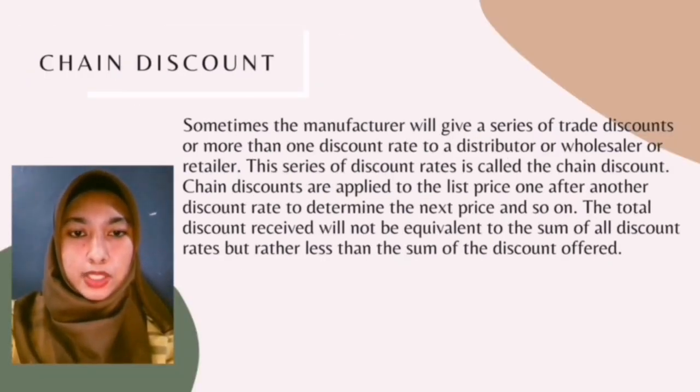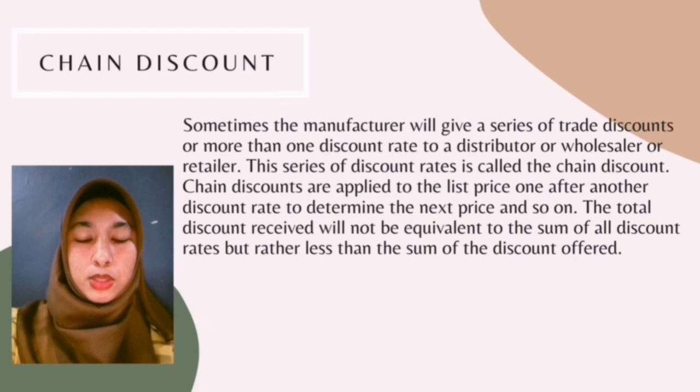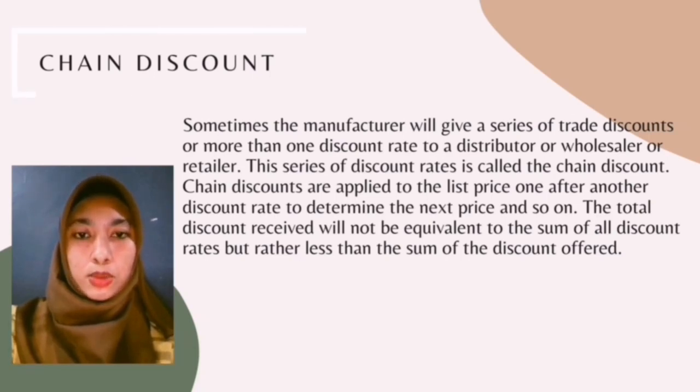Sometimes the manufacturer will give a series of trade discounts, or more than one discount rate, to a distributor, wholesaler or retailer. This series of discount rates is called the chain discount. Chain discounts are applied to the list price one after another to determine the net price, and so on. The total discount received will not be equivalent to the sum of all discount rates, but rather less than the sum of the discounts offered.